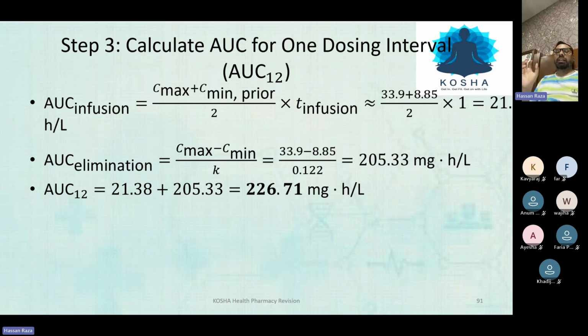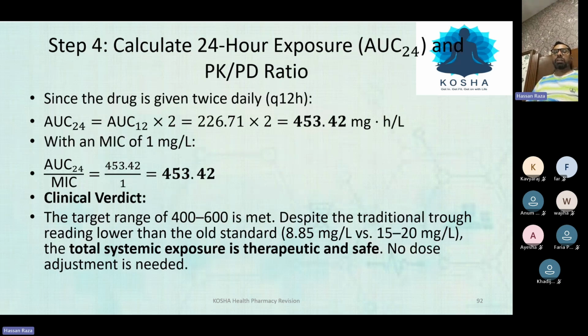Because we were administering the drug at a 12-hour interval, we will call it AUC 12. If we were administering it at a 6 hour interval, then we would call it AUC 6. Then, because in 24 hours you will administer the drug 2 times, you have to multiply this value by 2, and then we have got this answer, 453. Now this is very important.